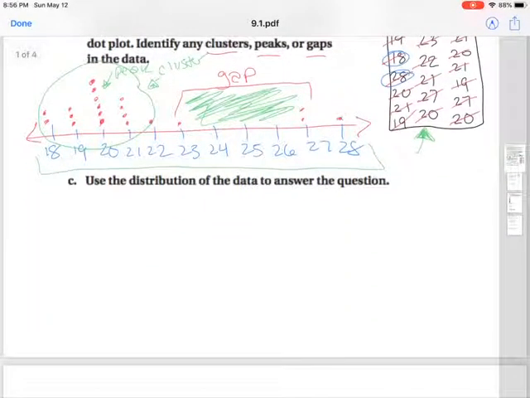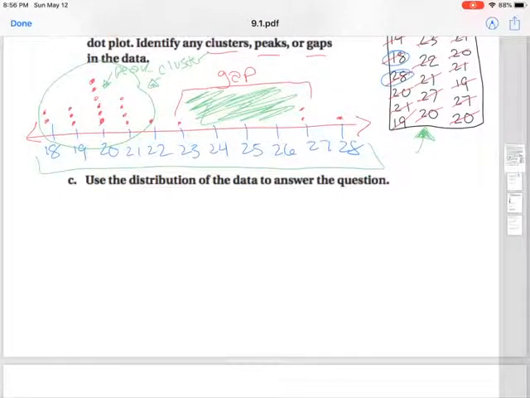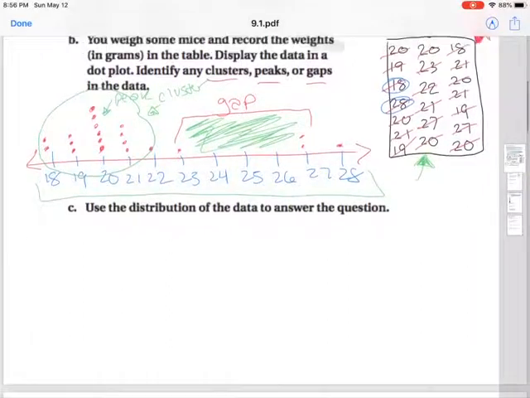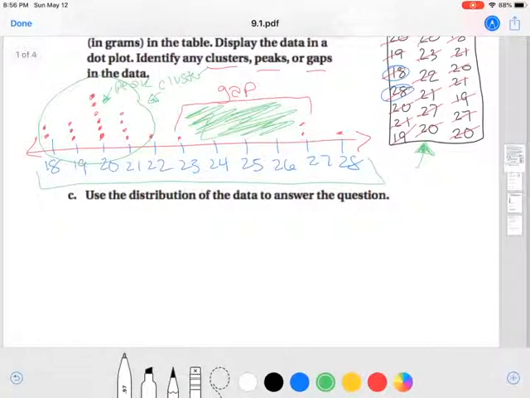Let's go to our last question. Use the distribution of the data to answer the question. And so it says, what is our original question? If you remember up here, it says, what is the weight of the mouse? So it's asking us to use this distribution to see, just looking at this data plot, if we had to make an educated guess, what would we say most mice weigh around? And looking at our peak, we can say that most mice weigh about 20 grams.